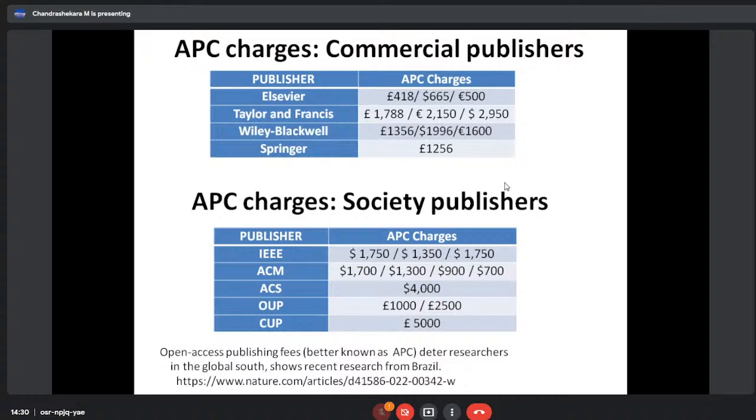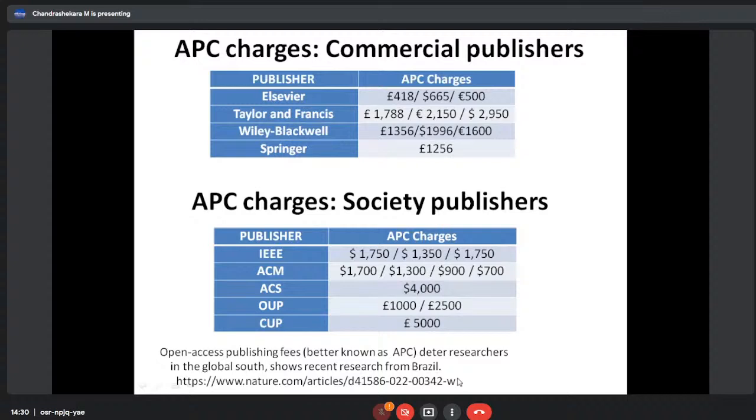So open access publishing fees, better known as APCs, burden researchers in the global south. I sourced this from recent research, a PhD thesis, which I just downloaded, because in it they give how much they are charging, everything. Many of the publishers are charging very high prices. That is also given in that particular article.